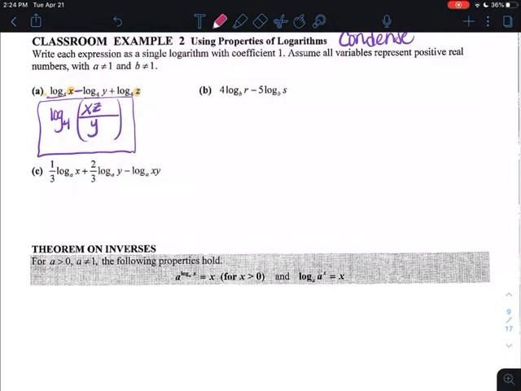All right, looking at part B. Well, part B, I have numbers in front of my logarithms. Well, how did those numbers get there? Those numbers were exponents originally. So that 4 becomes an exponent for the r variable, and the 5 becomes an exponent for s. So when I write this, this is log base b of r to the 4th minus log base b of s to the 5th power.